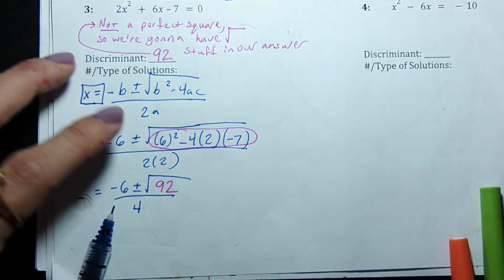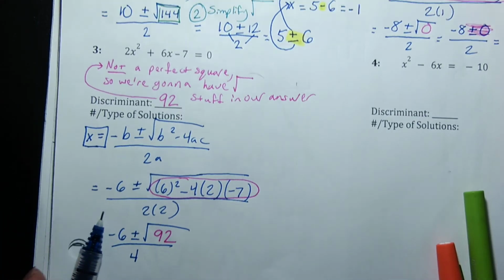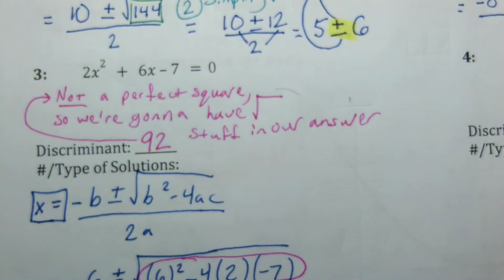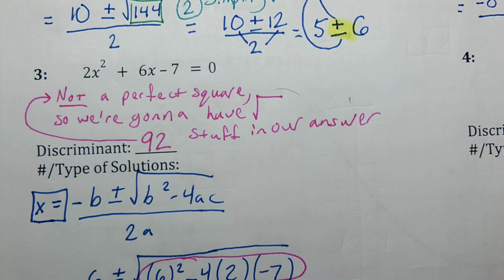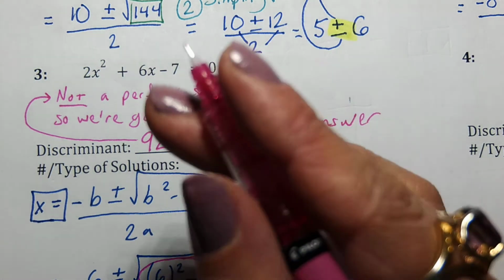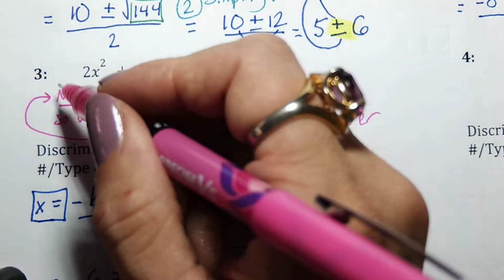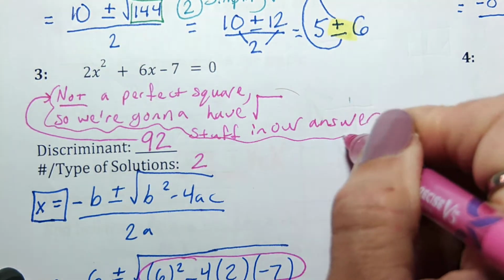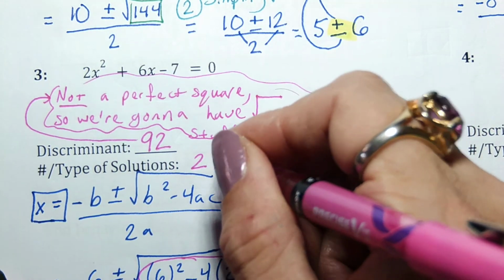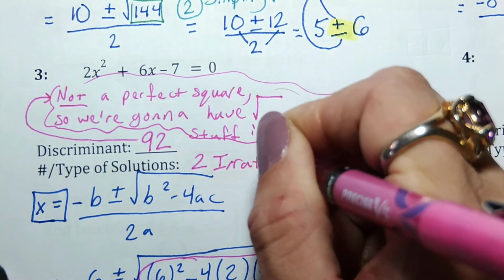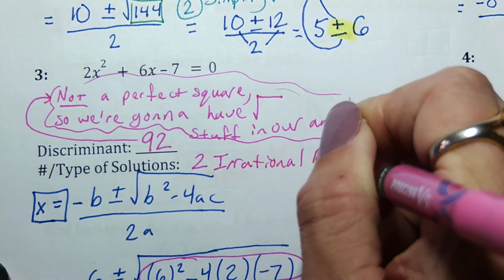Are we taking the square root of a negative? Is it going to be imaginary stuff? Nope, it's just going to be nasty square root stuff. Will the plus or minus still be there? Yep. So the plus or minus tells me that there will be 2 roots. And since we're going to have that square root stuff, we'll have two irrational roots.